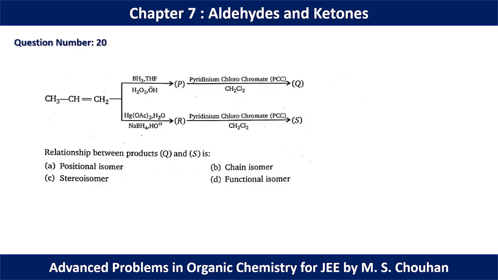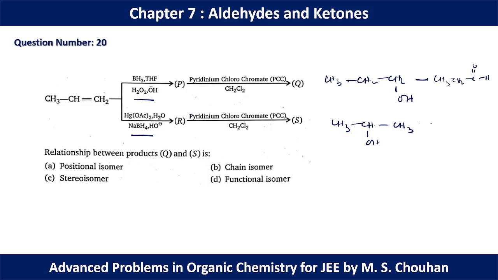In question number 20, this is a hydroboration oxidation reaction, and the final product should be like this: 1 degree alcohol, and this is the oxymercuration demercuration reaction, and we have 2 degree alcohol in this case. Okay, now the PCC can oxidize this to aldehyde, but this to ketone. So aldehyde and ketone, they are functional group isomers or functional isomers. So for question number 20, option D should be the correct option.